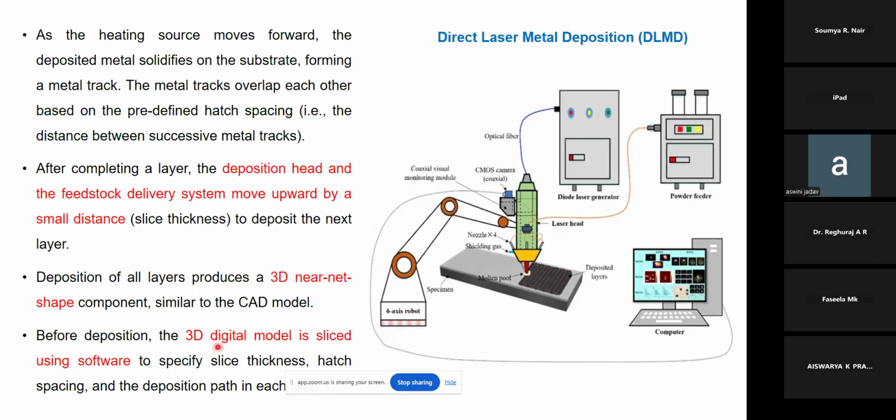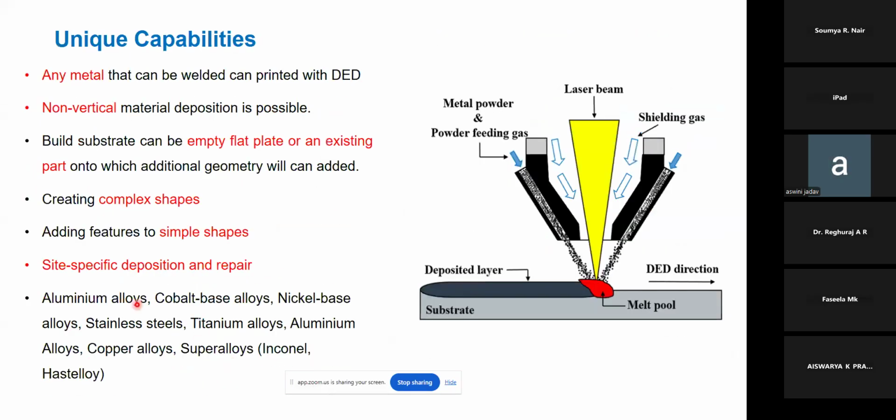Before deposition, the 3D digital model is sliced using the software to specify slicing thickness, hatch spacing, and deposition path in each layer, right? So the unique capability of the DED machine is any metal that can be welded can be printed with DED. So any metal, right? Non-vertical material deposition is also possible. You can use some positioner. So using that positioner, you can print non-vertical material deposition also. So complex profiles can be printed by using the DED machine.